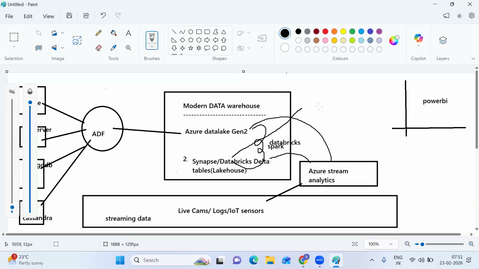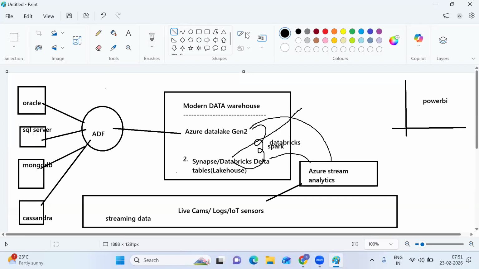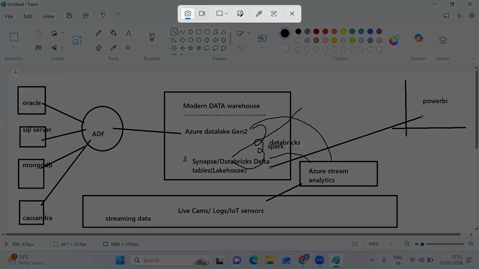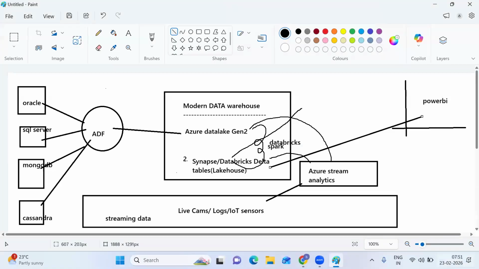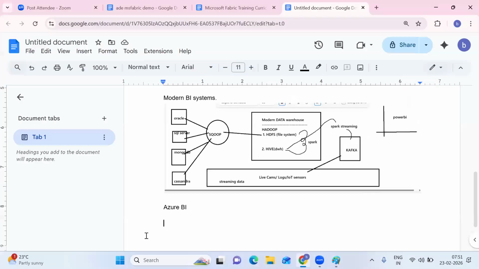And as usual, the Power BI people take inputs from this one. So this is the BI environment in the Azure family. In the modern BI systems, we have support for all varieties of data, including streaming data. Whereas previously, they were working only with RDBMS sources, OLTP sources.